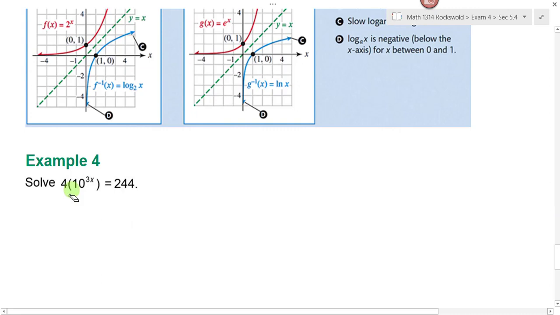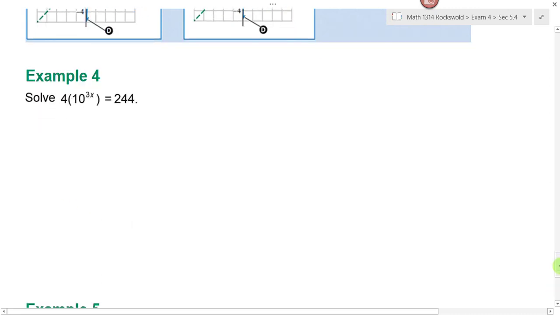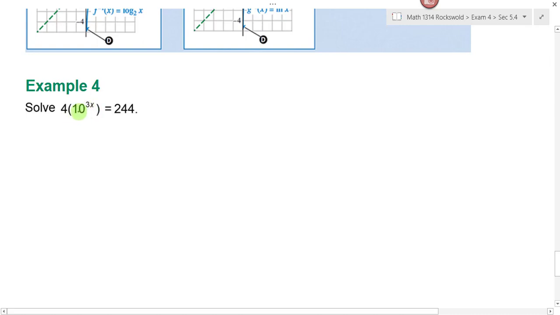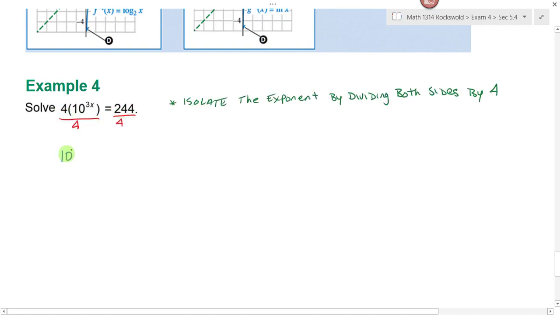In example 4, we're asked to solve this equation. Whenever you're asked to solve an exponential equation, the first thing you want to do is isolate the exponent, and I can isolate the exponent by dividing both sides by 4. When I do that, that's going to give me 10 raised to the 3x equals 61.